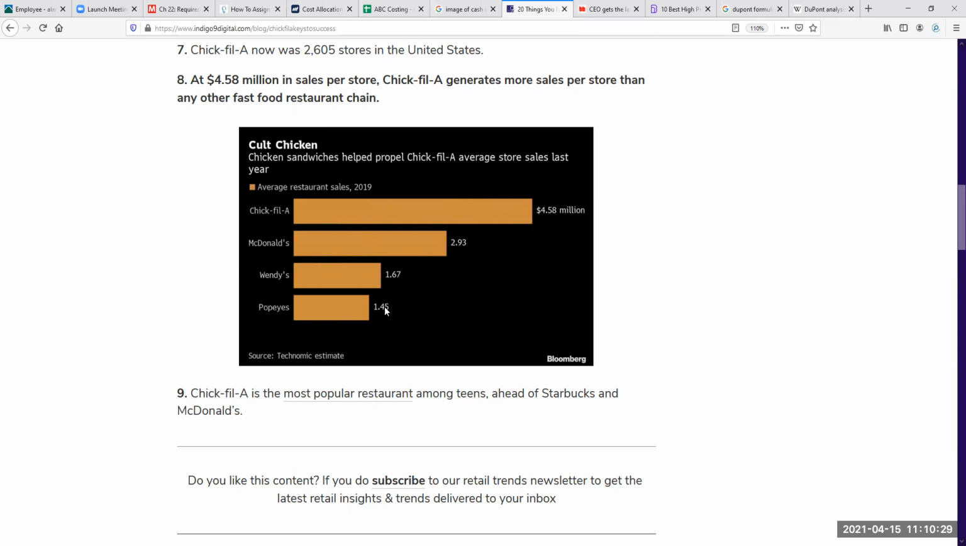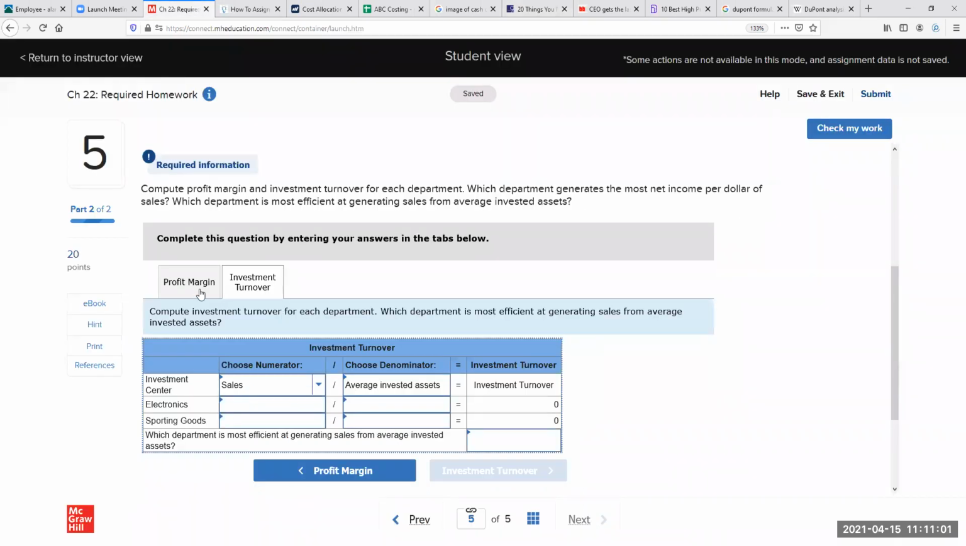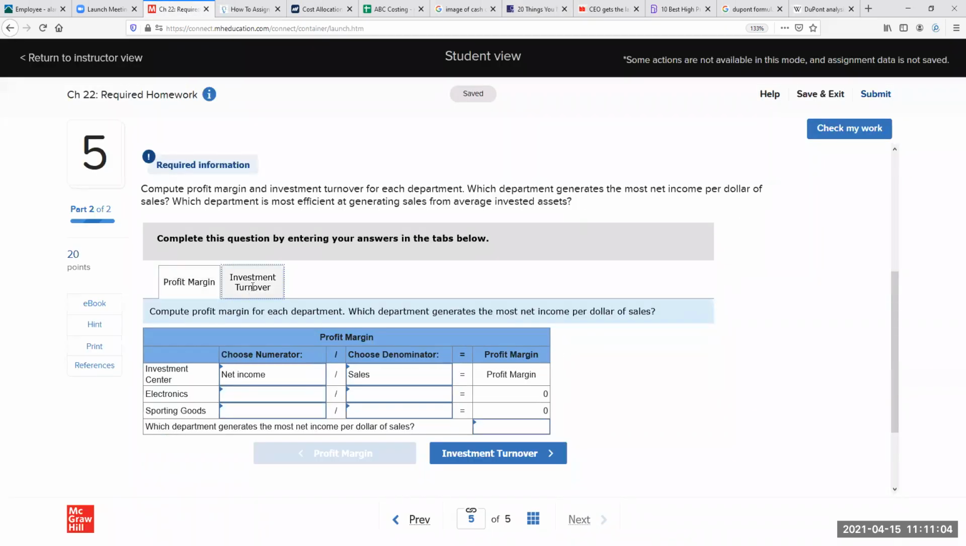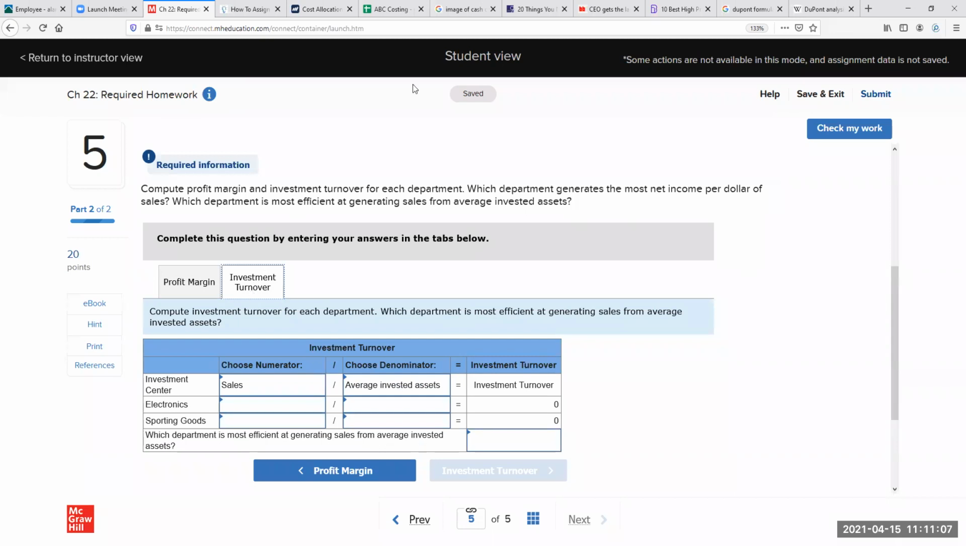That means for $1 of assets, they're producing sales of $1.45. For $1 of assets, they're producing $2.93 of sales. In here, for $1 of assets in that location, they're producing sales of $4.58, 4.5 times the assets. So that is phenomenal. And by this method, you're able to see it. So this is a very powerful method to evaluate your operations. Hey, how much money are we making on each product? And how's our sales to our investment turnover?